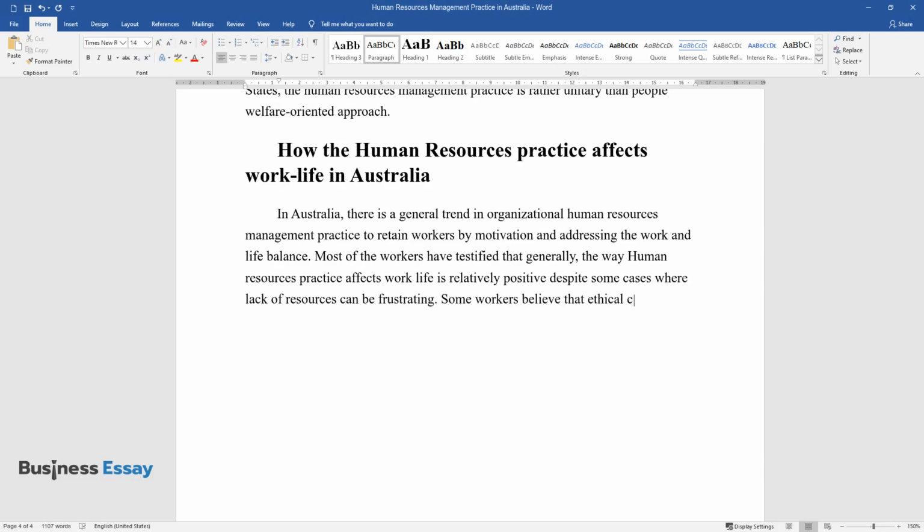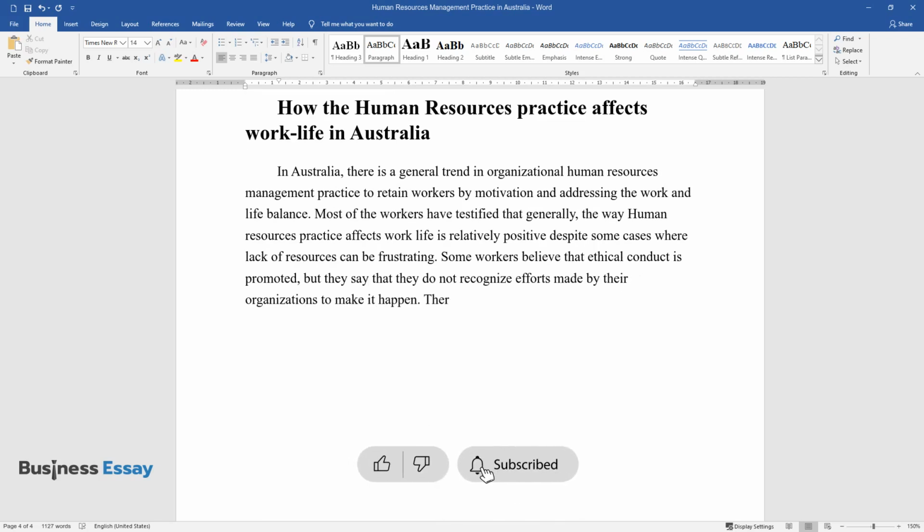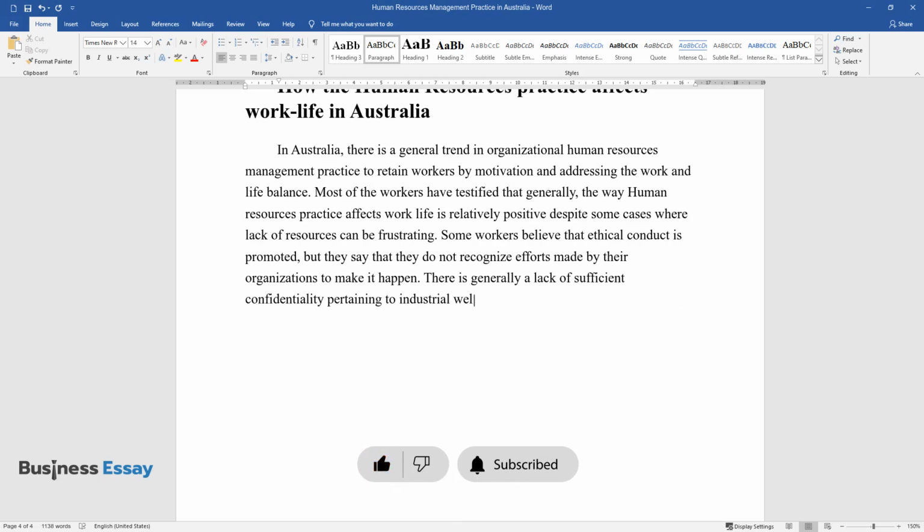Some workers believe that ethical conduct is promoted, but they say that they do not recognize efforts made by their organizations to make it happen. There is generally a lack of sufficient confidentiality pertaining to industrial welfare matters.